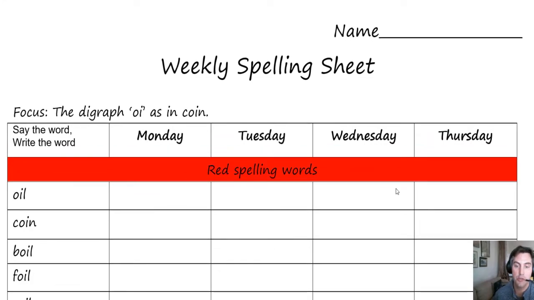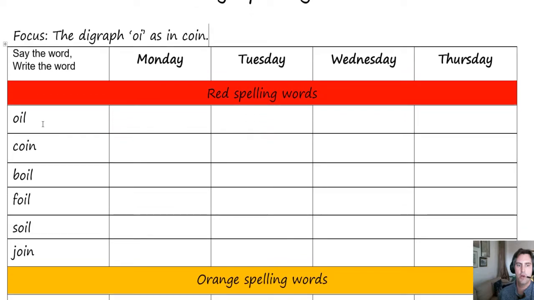This time we are going to be going over the year 2 list for this week, and our focus is the digraph OI, as in coin. So the sound that we're focusing on is oi. Make the sound oi. Make an O with your mouth, and then e, oi. It's almost like you make a little smile for the e sound, oi.